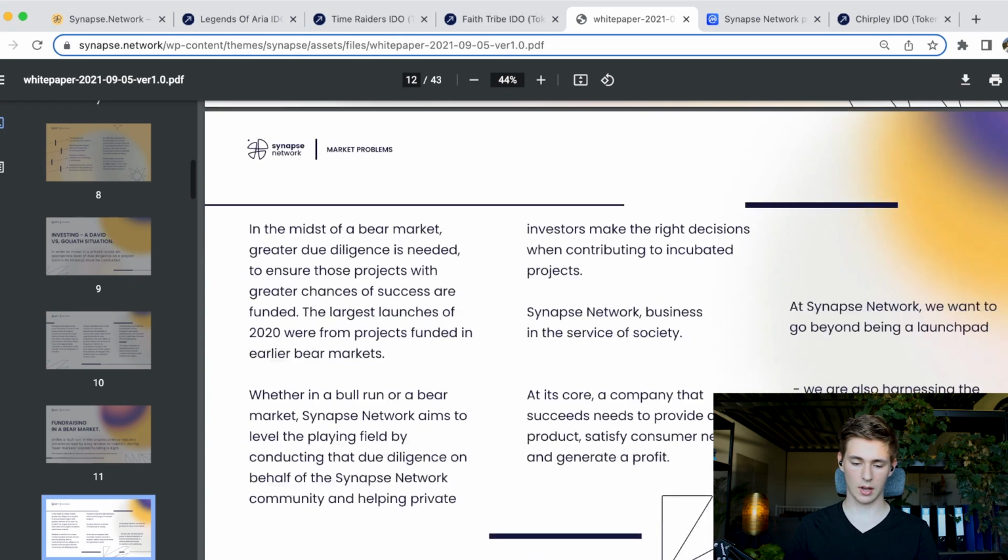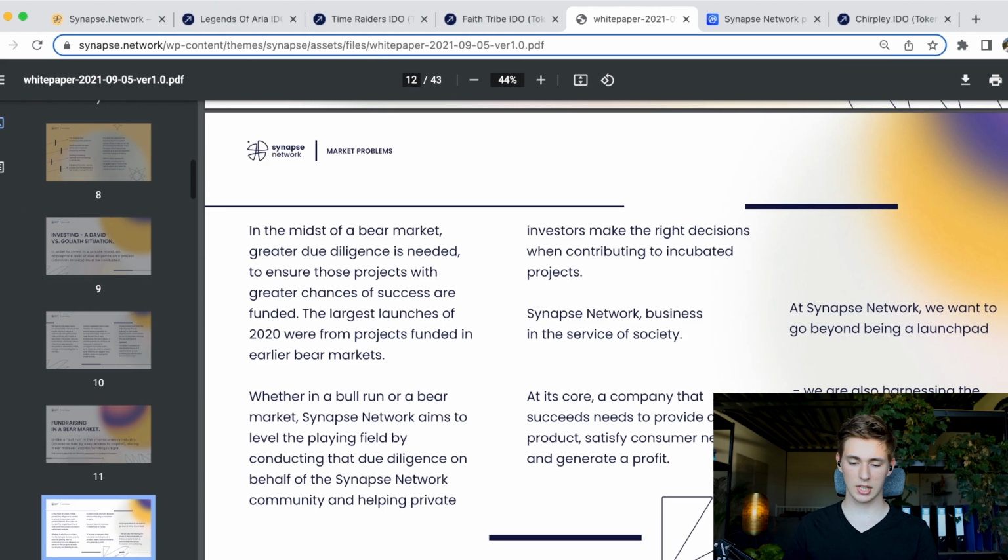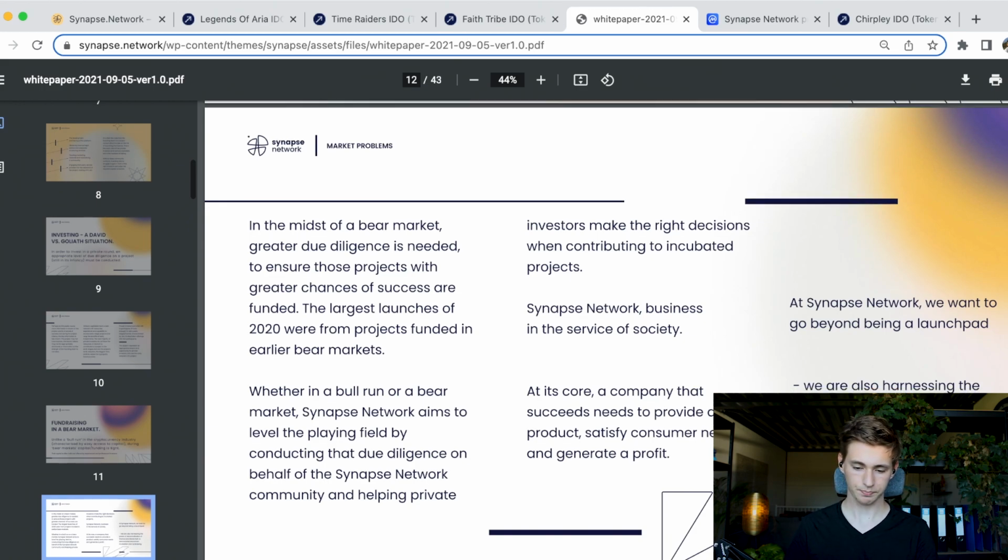They go on to say that whether in a bull run or in a bear market, Synapse Networks aims to level the playing field by conducting that due diligence on behalf of the Synapse Network. So strong due diligence to only let the best projects in during a bear market, but also during a bull run. During a bull run, all projects are going to the moon. During a bear market, strong due diligence is needed because a lot of projects will fail and you only want the best ones on your site. A lot of Launchpads don't understand that. Synapse does, and the fact that they have introduced Chirply and other good projects does make me quite bullish on that.